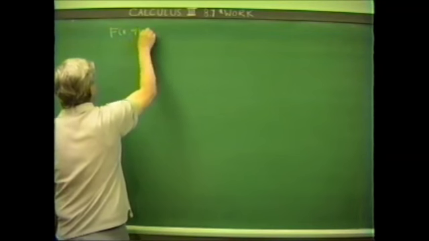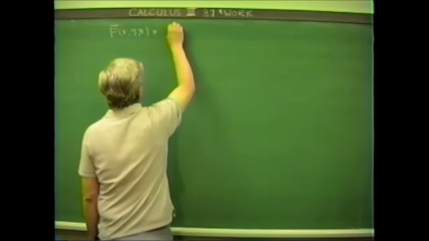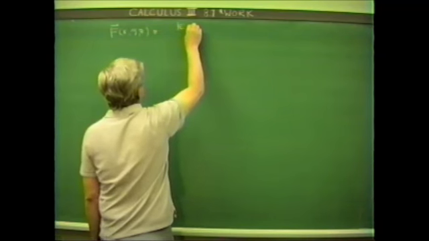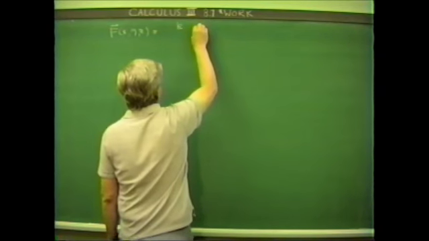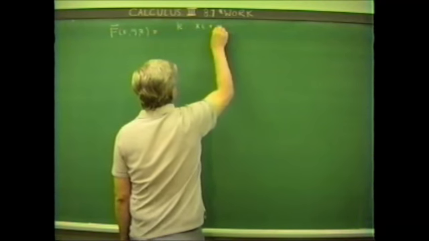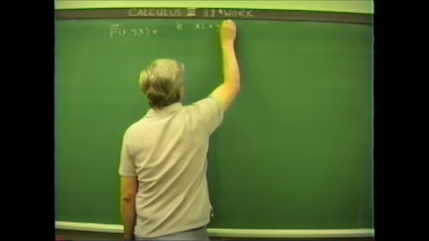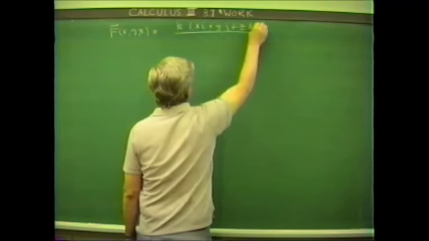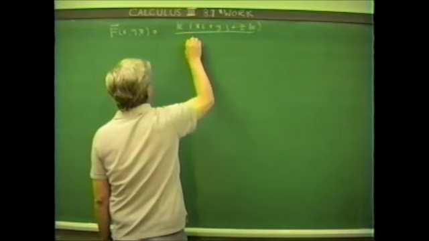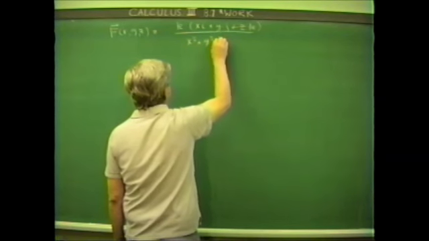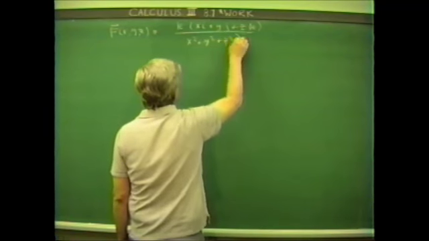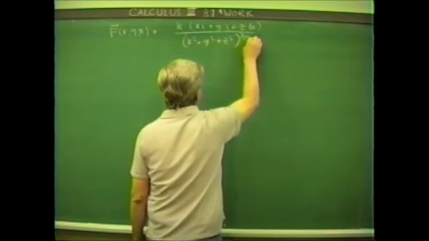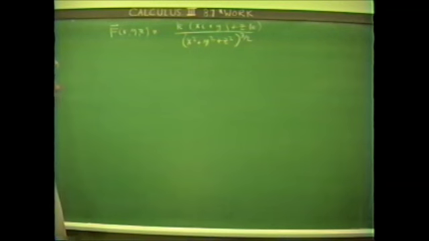If we have F of x, y, and z equals k times x i plus y j plus z k divided by x squared plus y squared plus z squared to the 3/2 power. This is going to represent some sort of magnetic attraction or repulsion or gravitational attraction.